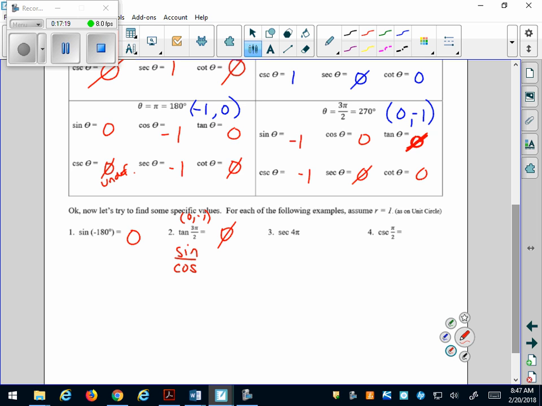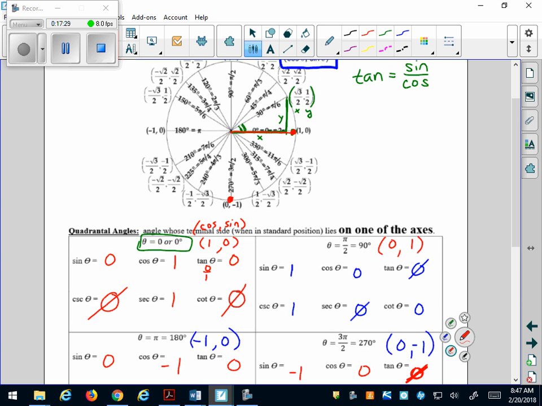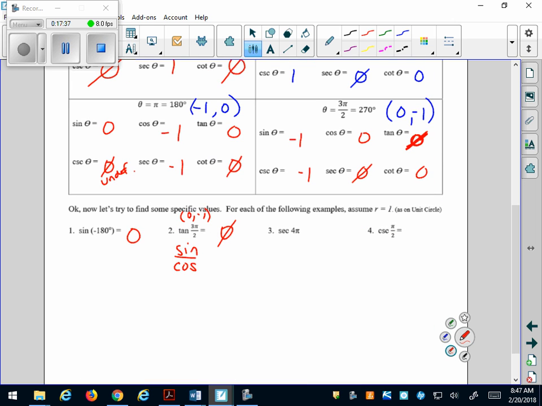Secant of 4 pi. Well, where's 4 pi on the unit circle? Same as 2 pi, right? Because you just go around twice. So 4 pi is going to end up here as well, right there. So that's 1, 0. And secant is 1 over cosine. Cosine is 1, so it's just 1 over 1, which is 1.